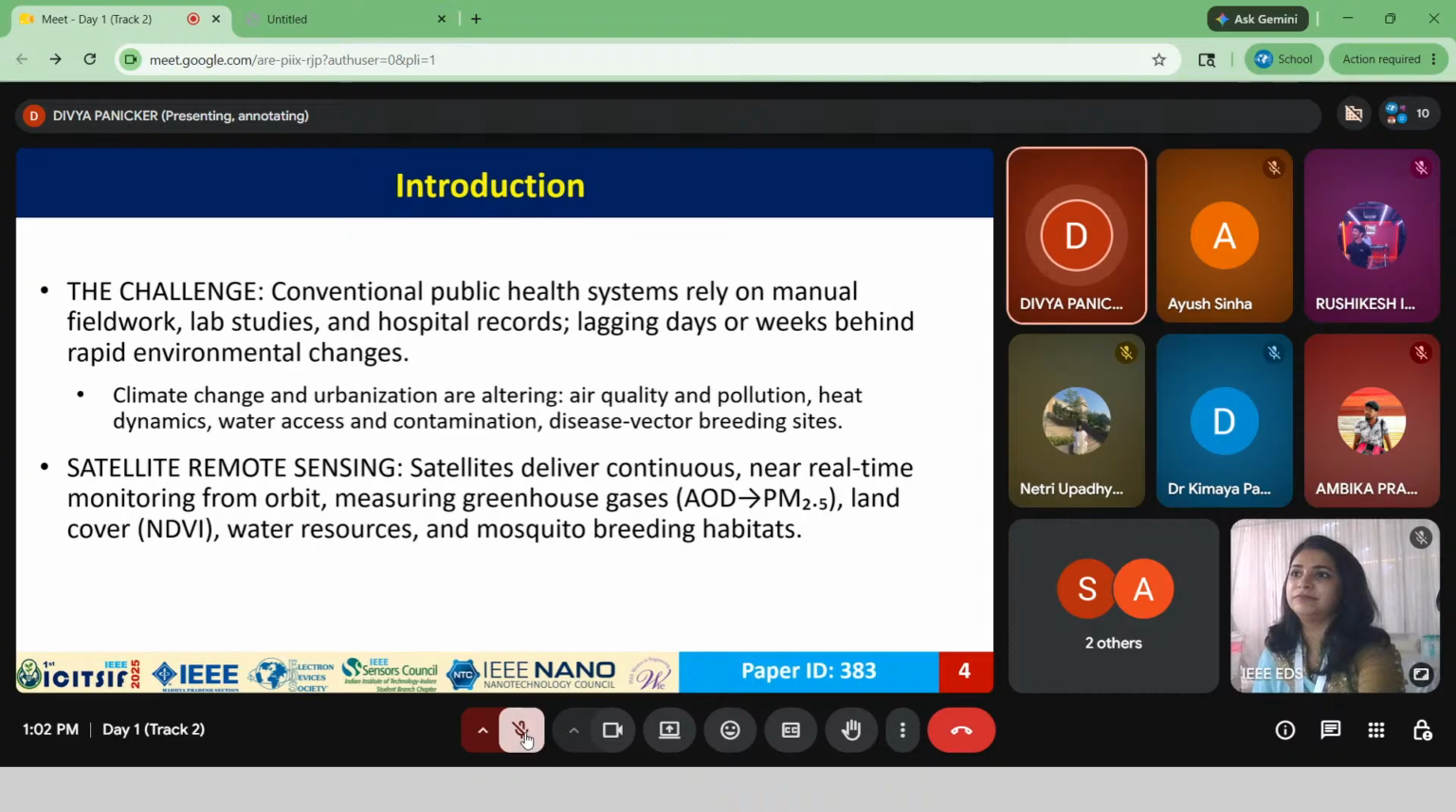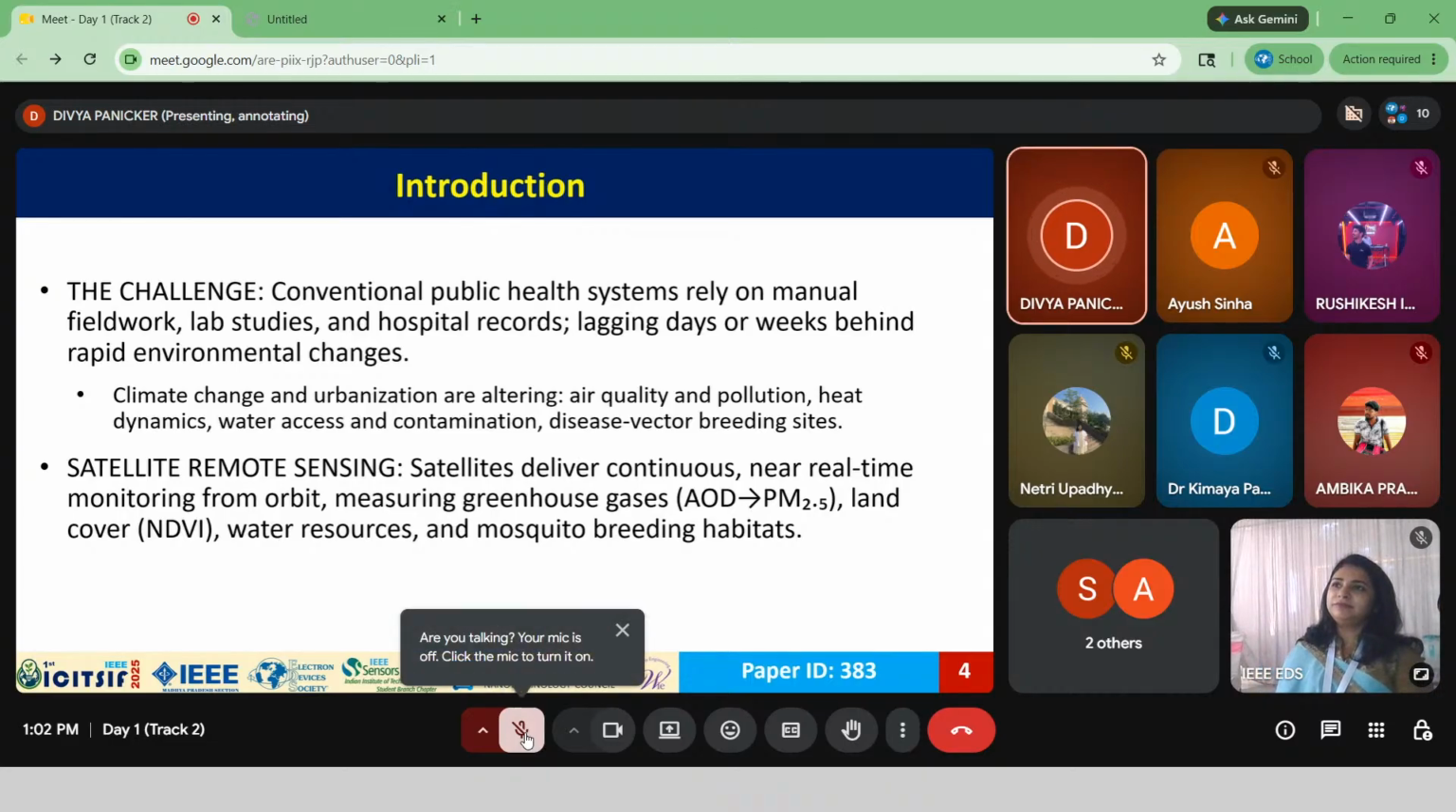Satellite remote sensing offers a solution because satellites continuously monitor these environmental changes in near real time. For example, aerosol optical depth can estimate particulate matter up to 2.5 micrometers in pollution. NDVI, the normalized difference vegetation index, measures vegetation density. And thermal imaging helps identify urban heat islands and high-risk zones.